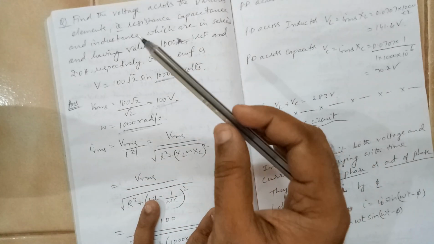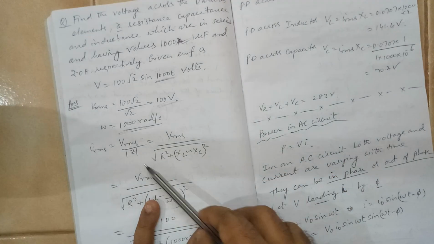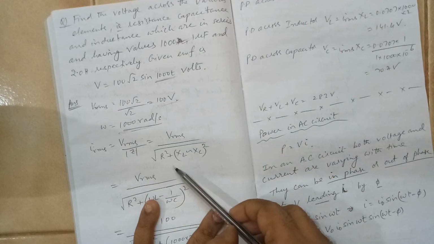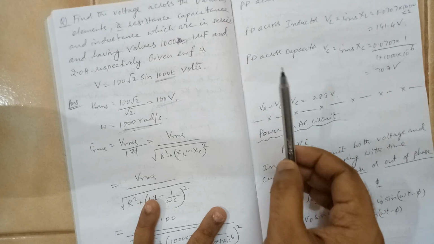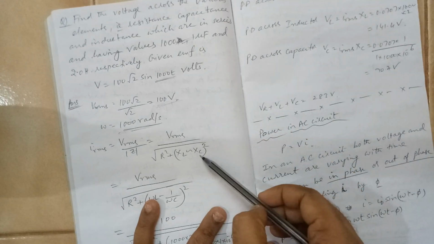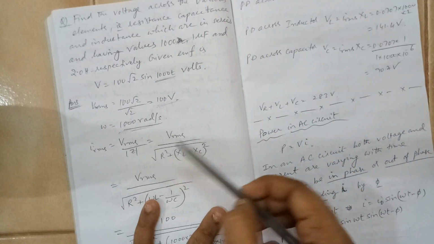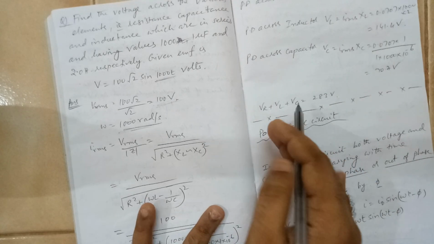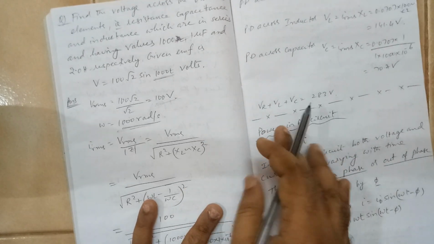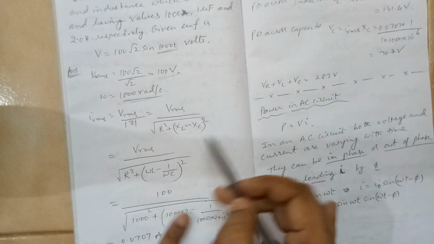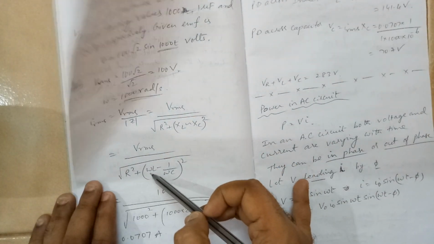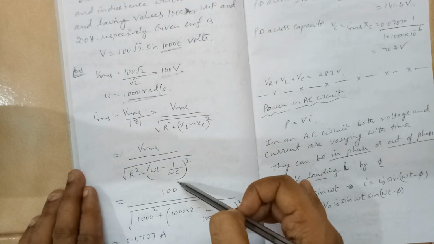Because it is an LCR circuit, what is the Z value? It is root over R square plus difference of XL and XC whole square. If XL is more, you write XL minus XC. If XC is more, you write XC minus XL. Basically, it doesn't make a difference because it is a square value. You get the positive value only anywhere. So XL is omega L, XC is 1 by omega C.